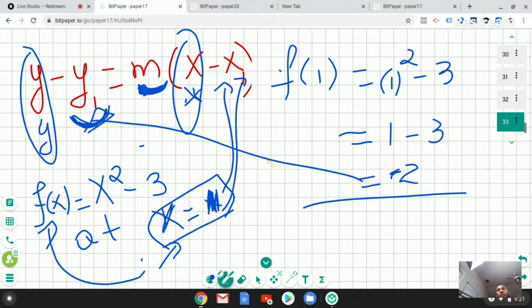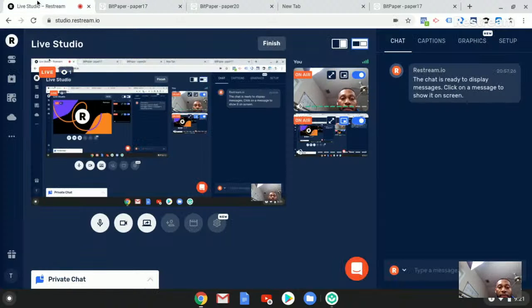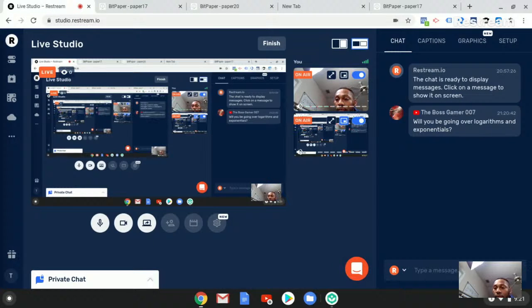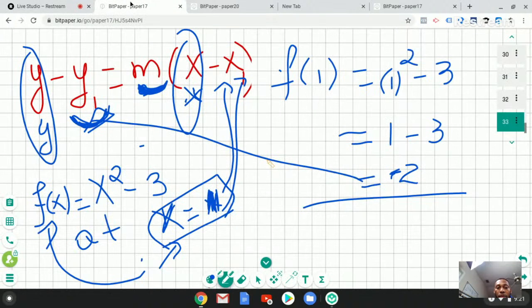All I'm missing, what am I missing, Mike? What's the only thing I need to calculate to find the equation of the tangent line?